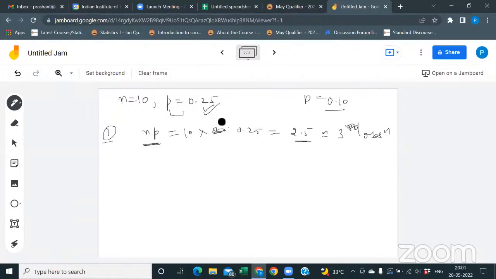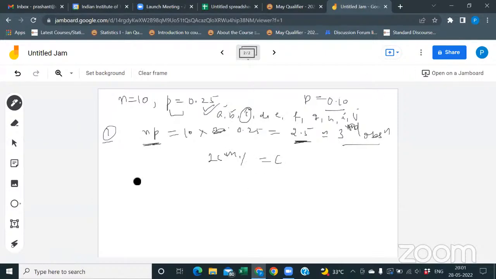Suppose your observations are A, B, C, D, E, F, G, H, I, and J. Suppose these are some numbers, 10, 12, and so on. For example, I'm taking this. So your np is 2.5, which means the third observation is C. So your 25th percentile will be C.